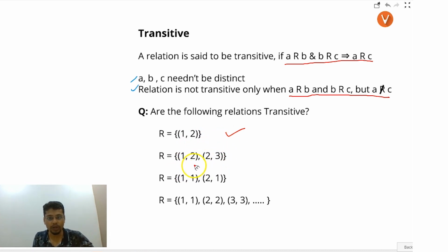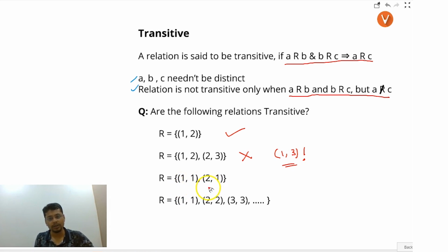What about the second? (1, 2), (2, 3). No. Why? Because (1, 3) is not present, right? Because if 1 is related to 2, and 2 is related to 3, that means 1 should be related to 3, which is not here. All right. What about the third one?